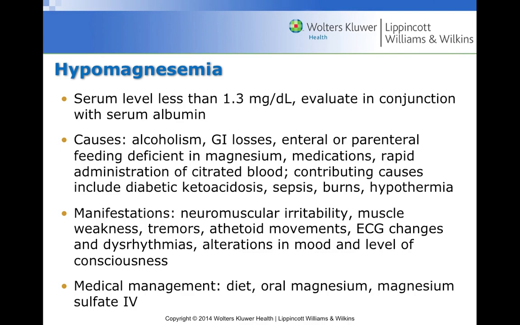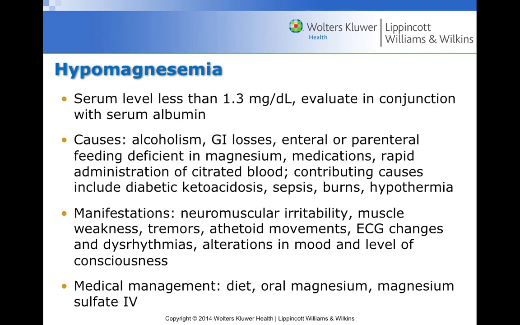Now we will look at magnesium imbalances. Of course, magnesium is an abundant intracellular cation. It acts as an activator for many intracellular enzyme systems and plays a role in both carbohydrate and protein metabolism. The normal range for magnesium is 1.3 to 2.3. Approximately one-third of the serum magnesium is bound to protein. The remaining two-thirds exist as free cations.